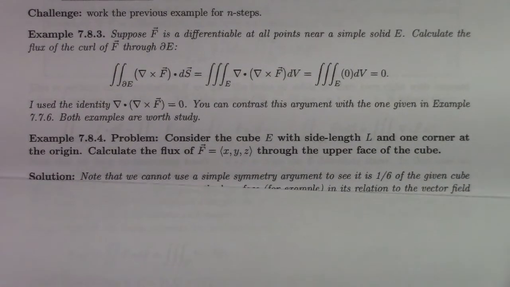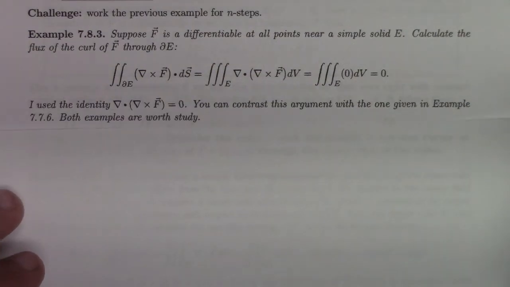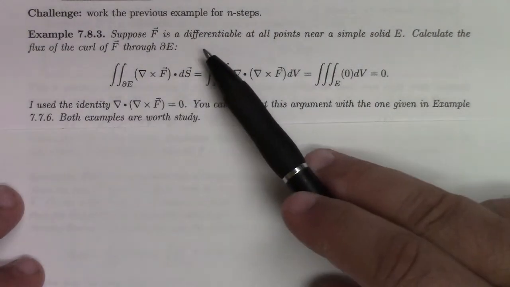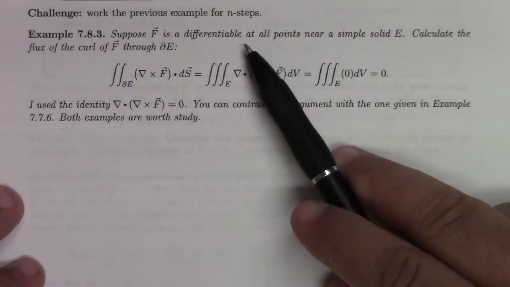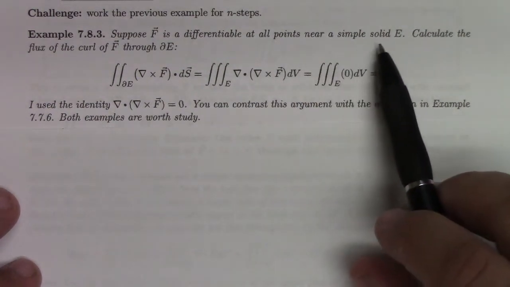Anyway, now here's that thing I said I'd come back to. Actually, I don't need to come back to it because it's right here. So let F be a differentiable vector field at all points near a simple solid E.